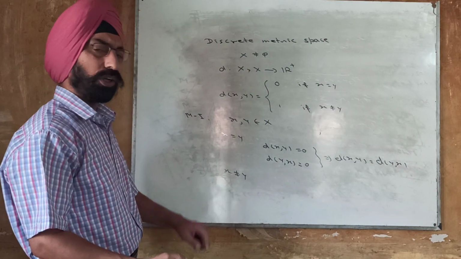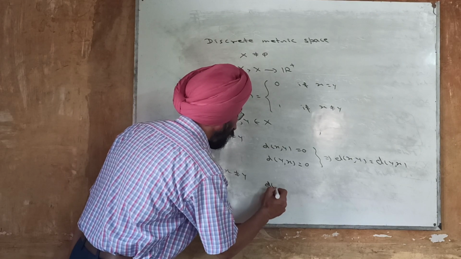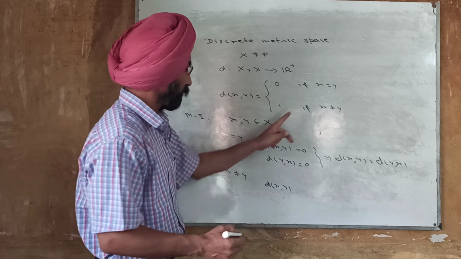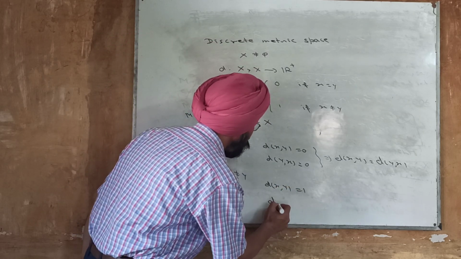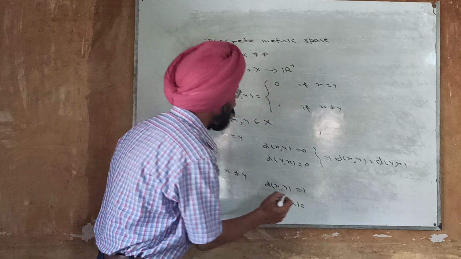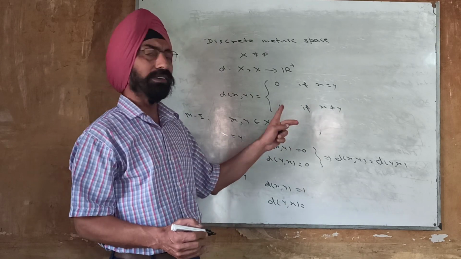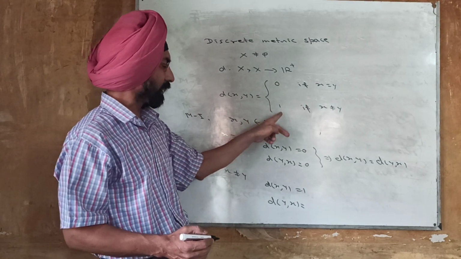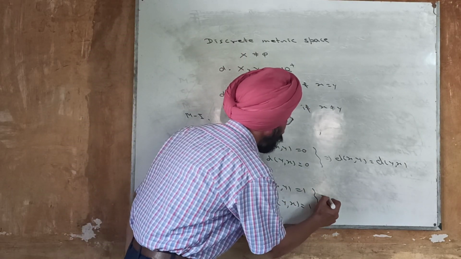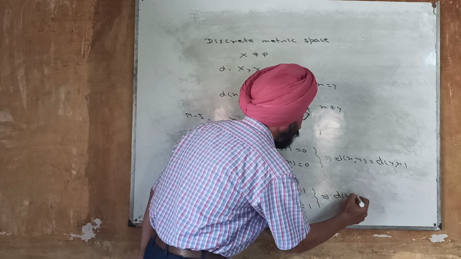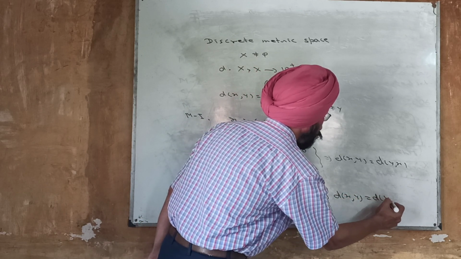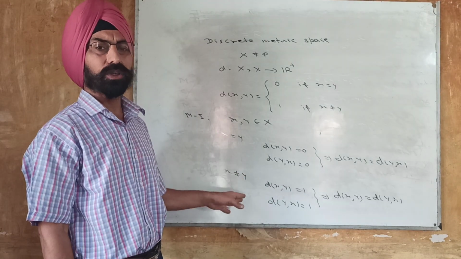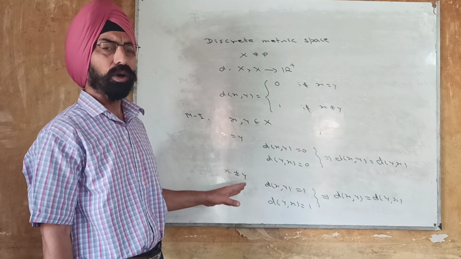Now, if x is not equal to y, then D of x,y will be equal to 1. And what will D of y,x be? Since x is not equal to y, y is also not equal to x, which implies that D of y,x is equal to 1, and again D of x,y is equal to D of y,x. So the first property is clearly satisfied whether x is equal to y or x is not equal to y.